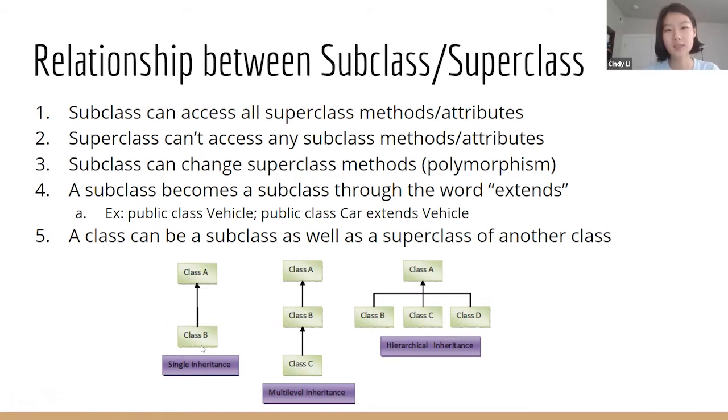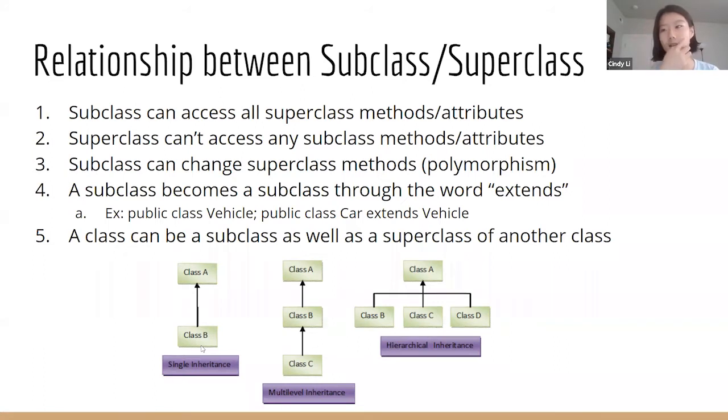Multi-level inheritance. Now, that is what number 5 is actually about. A class can also be a subclass as well as a superclass of another class. So Class B is a subclass of Class A, but at the same time, simultaneously, it is the superclass of Class C. So what happens here is Class B inherits everything from Class A. Class C inherits everything from Class B. And that by itself makes Class C inherit everything from Class B and Class A. Does that make sense?